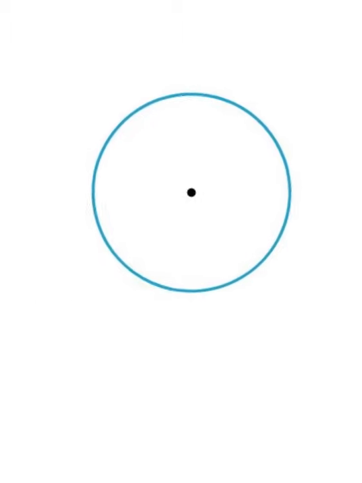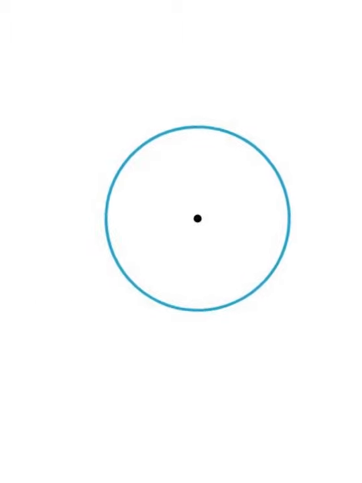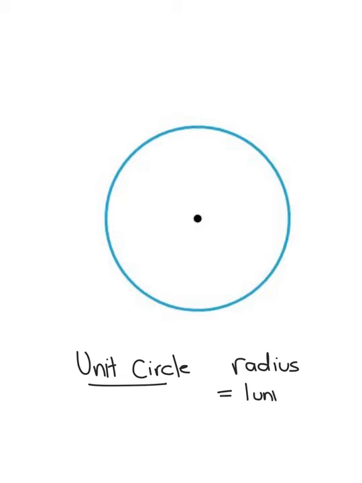The unit circle, as it sounds, is all about a circle. But it's about a special circle, a circle that has a radius of 1 unit. The radius equals 1 unit, and that is the definition of a unit circle. If you've ever got a unit circle, don't forget its radius is 1 unit.